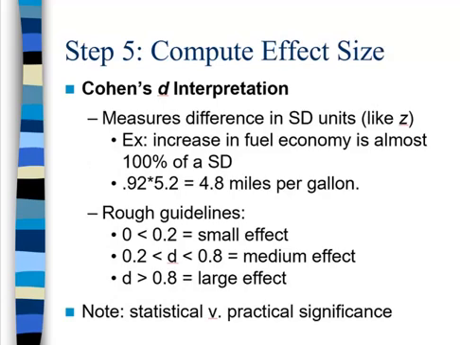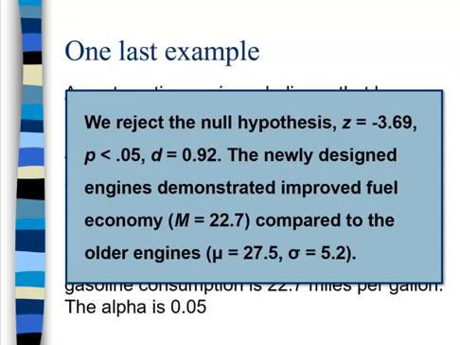Very robust, her engines lead to a 4.8 mile per gallon improvement. And as you can see, it's quite a large effect, which is pretty uncommon to find an effect that large in psychology. But in this instance, with these sort of made-up data that we're using, we found quite a large effect. So now we need to write up these results in APA format, right?